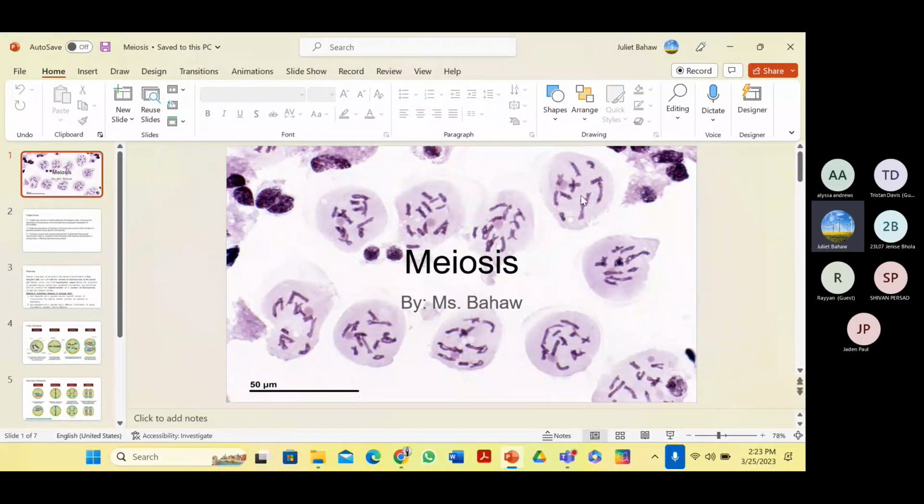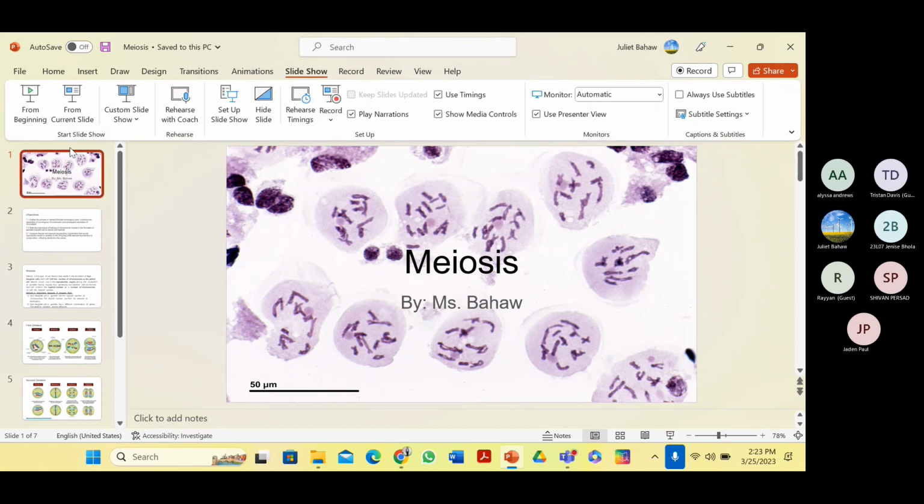Okay. Now this was posted since last week. If you look under cell division, you would see the slide. I have mitosis and meiosis under cell division. All right, so let's go through meiosis.